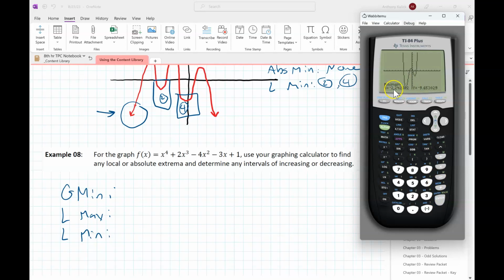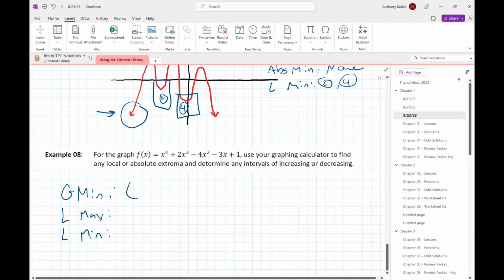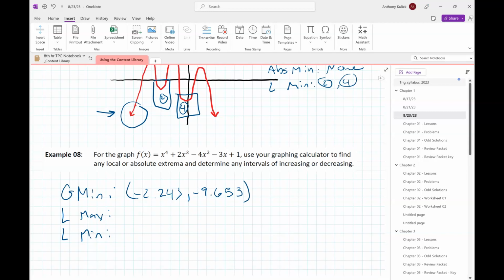I get the point negative 2.24682, comma, negative 9.653029. Whoa, that's a lot of decimal places. Let's round to 3, just so we don't have to write all those numbers. But that's still enough decimal places that Mr. Coolett can tell you used the minimum or maximum command and not just the trace thing on your graph and tried to guess it.